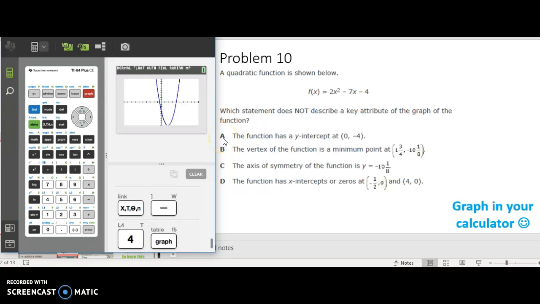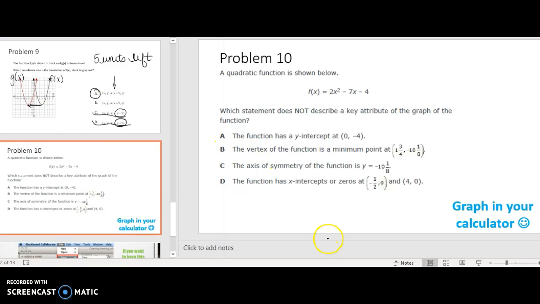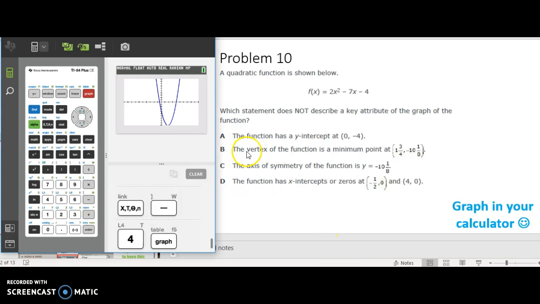So answer choice A says the function has a y-intercept at (0, -4). 1, 2, 3, 4. That might be actually true. So we want to go ahead and leave A as a possible answer. For B, let's look. The vertex of the function is at minimum point (1 3/4, -10 1/8). That could possibly be true. We can investigate that one further if we can't eliminate any others.